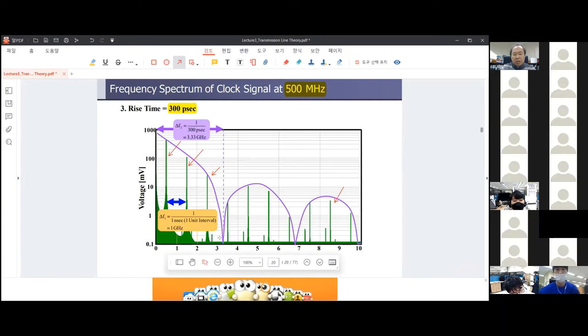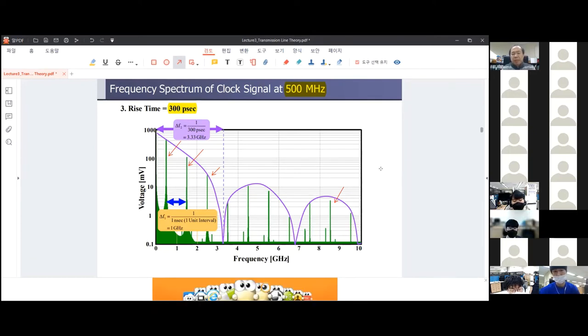But surprisingly, let's look at the envelope of the amplitude of your frequency components. It has nulls, zeros, at certain frequencies, and they appear periodically. And this null point depends on the inverse of your rising and falling time. In this case, the rising time is 300 picoseconds, and one over 300 picoseconds becomes 3.33 gigahertz. At 3.3 gigahertz and 6.6 gigahertz, it has a null point. So depending on the rising time and falling time of your clock signal, it may have a different shape of envelope of your clock frequencies.